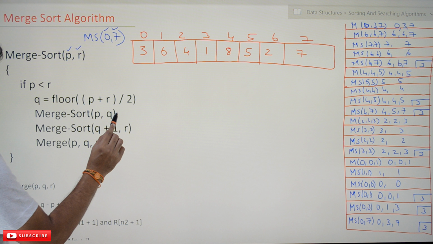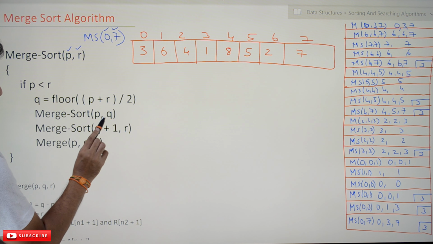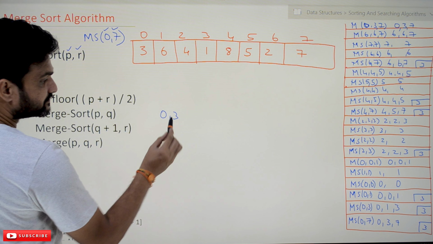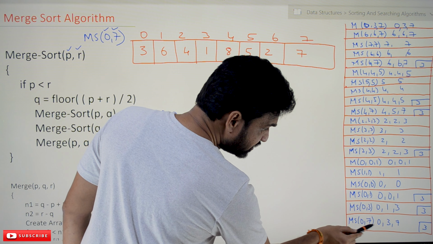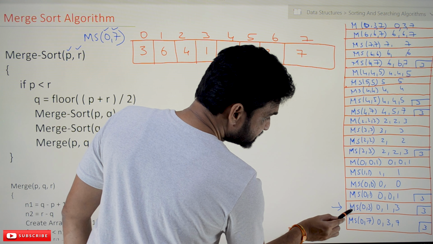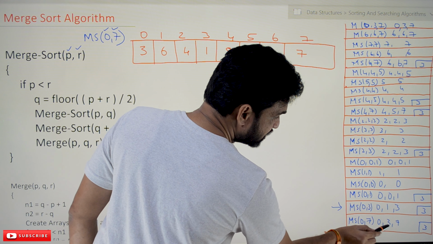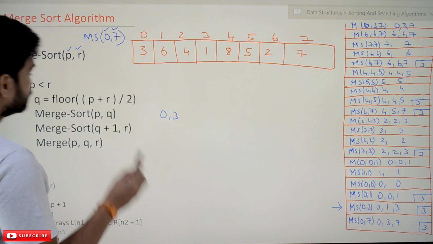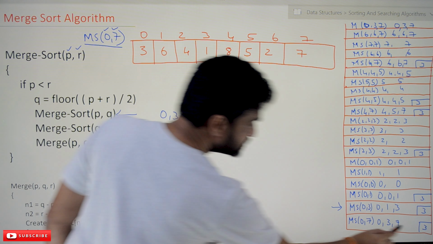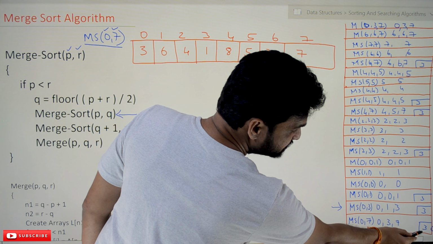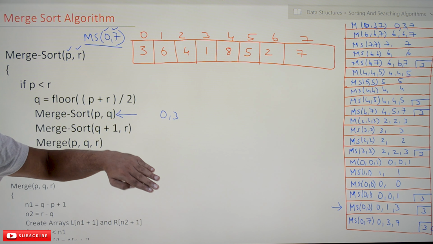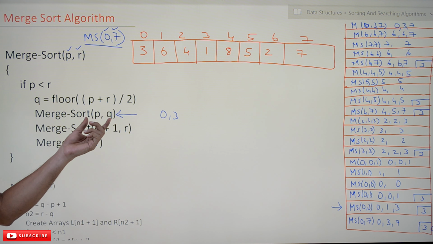We have found the value of Q as 3, and the next function call is merge sort of P comma Q, which is 0 comma 3. Here we are making another function call, which means another activation record. This activation record is for 0, 3, P comma Q. This is where we stop the execution of MS of 0, 7, and that is represented here. This is the line of code where we have stopped our execution, the point where another function call is made.